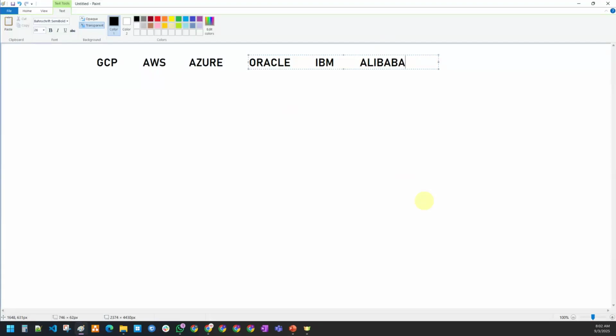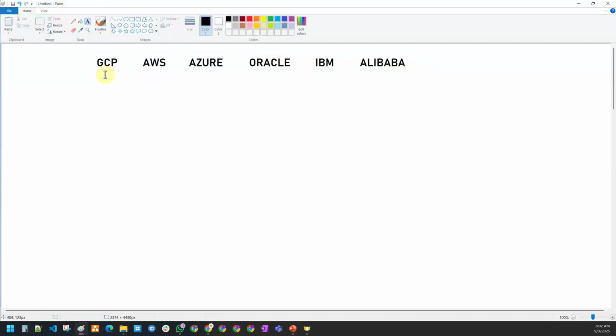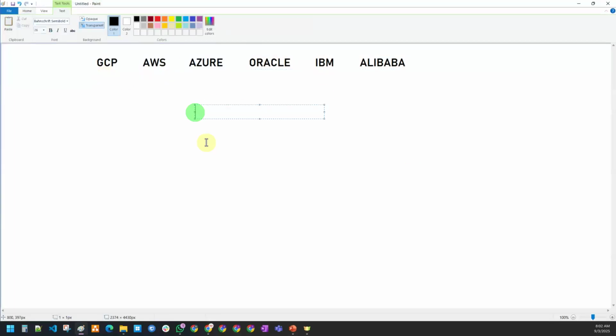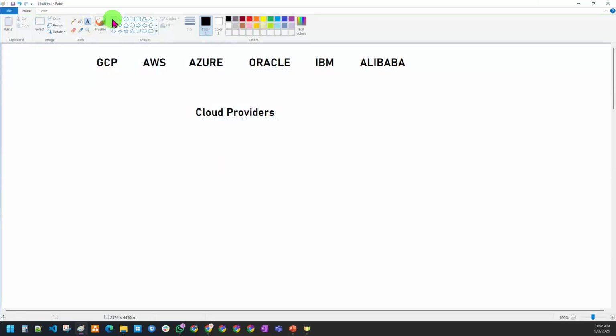So these are the multiple cloud platforms available in the market. These are the cloud providers. Google Cloud Platform is one of the cloud providers. GCP is one more cloud provider, along with Azure, Oracle, IBM, and Alibaba. Sir, these are cloud providers, but what do they provide us? Tell me, cloud providers, what do they provide us?